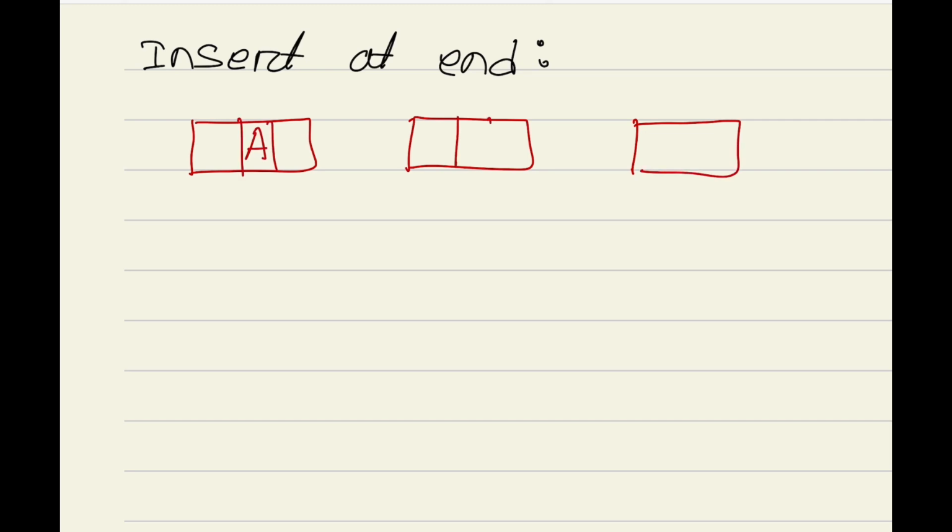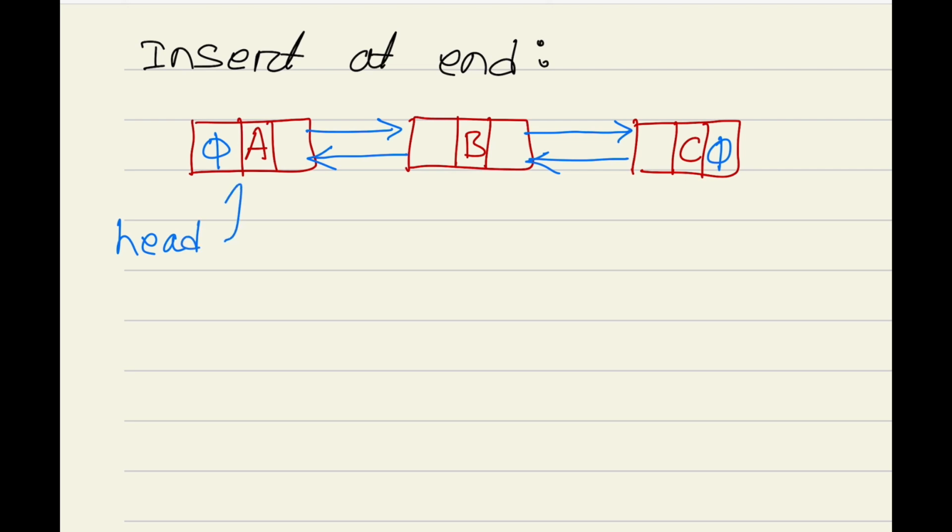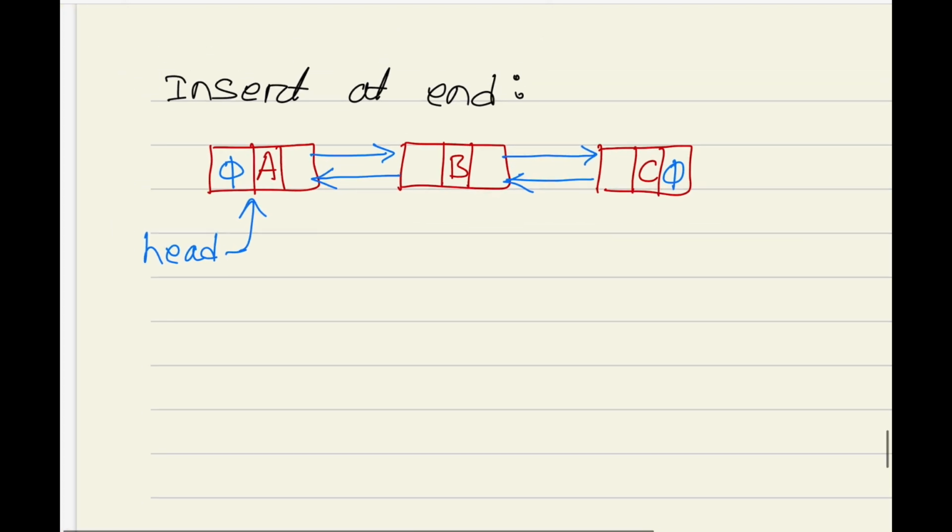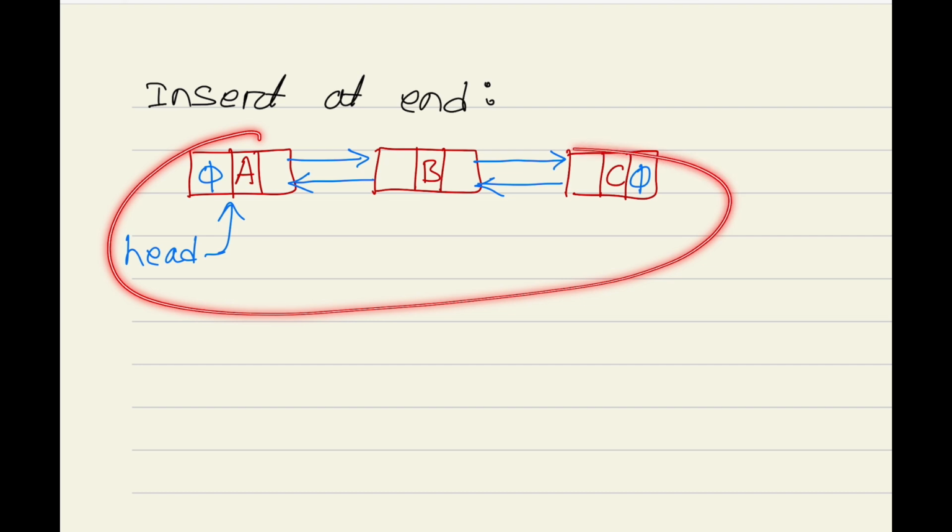Assume the list is like this. For simplicity we are considering initially we have 3 nodes. Assume it is A, B, C. The next of A is B, the previous of B is A, the next of B is C, the previous of C is B, and the next of C is null, the previous of A is null, and head is going to refer to A. This is the initial structure.